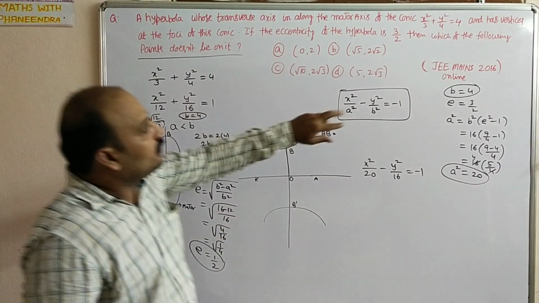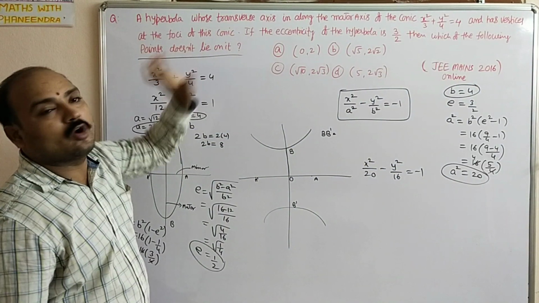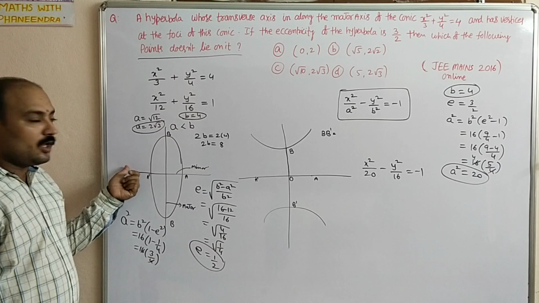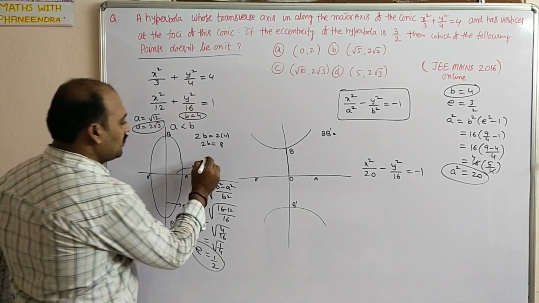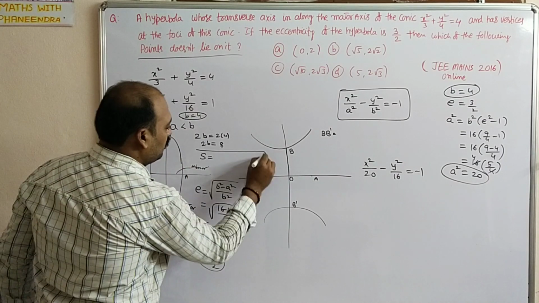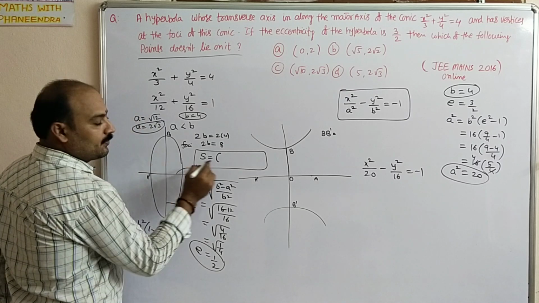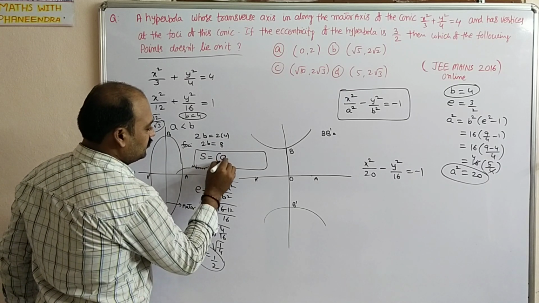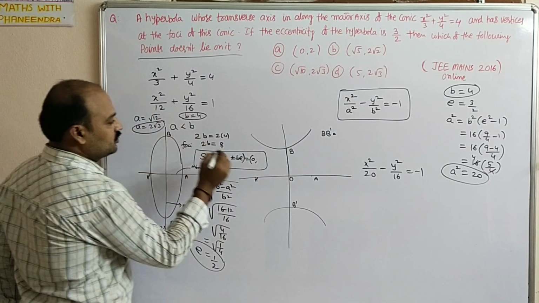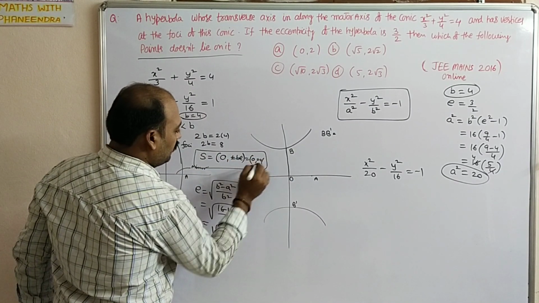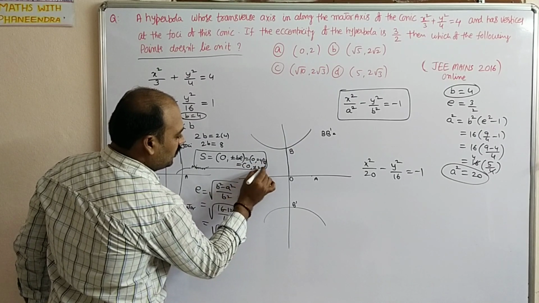Here they mentioned that the hyperbola has the vertices at the foci of the conic. So for this conic, the ellipse, you can calculate the foci. So what are the foci of this one? S is equal to foci. For this ellipse, it is 0 comma plus or minus b e. So 0 comma plus or minus b value is 4 into e value is 1 by 2. So it will become 0 comma plus or minus 2.